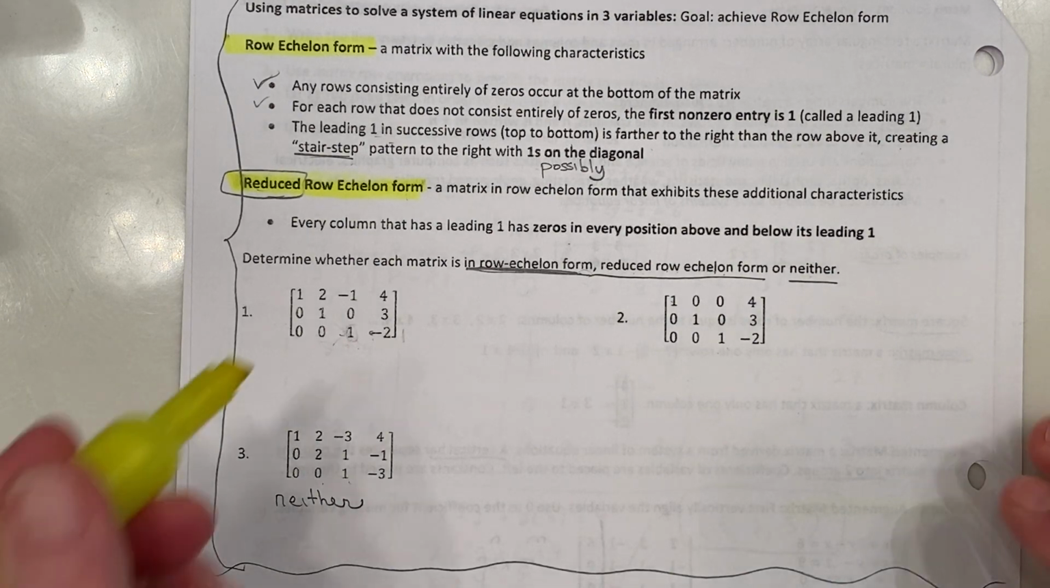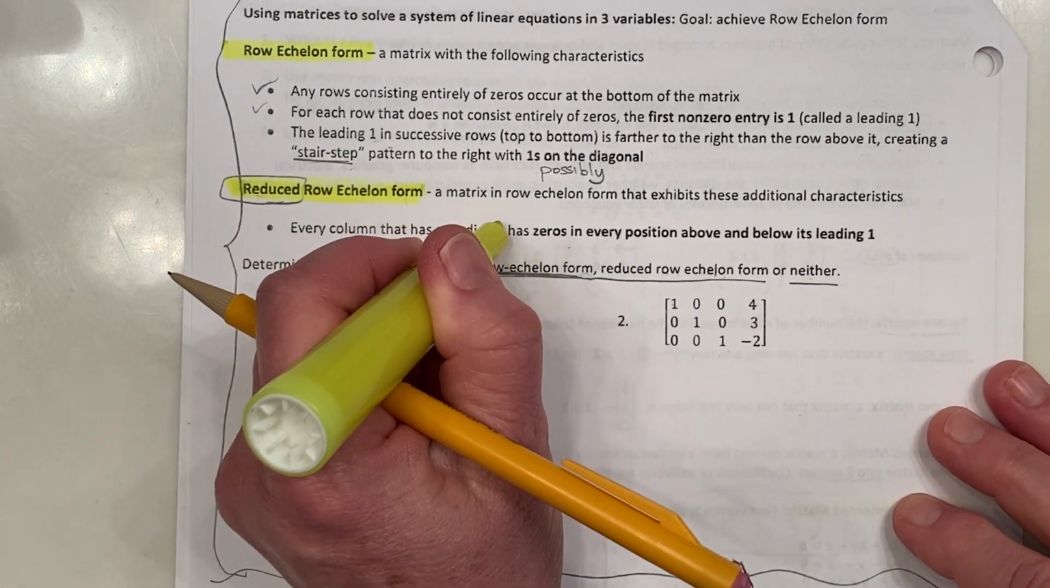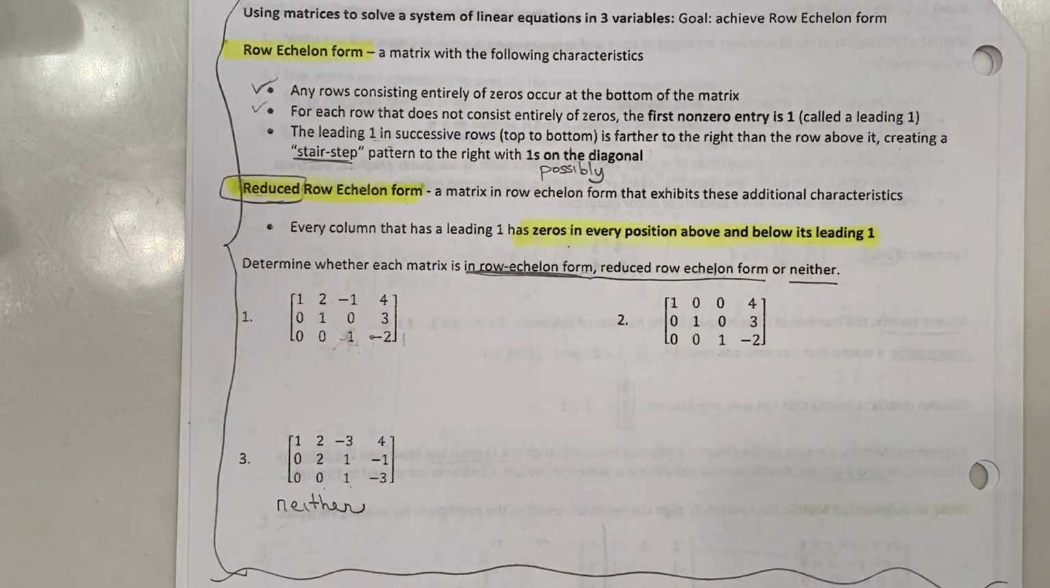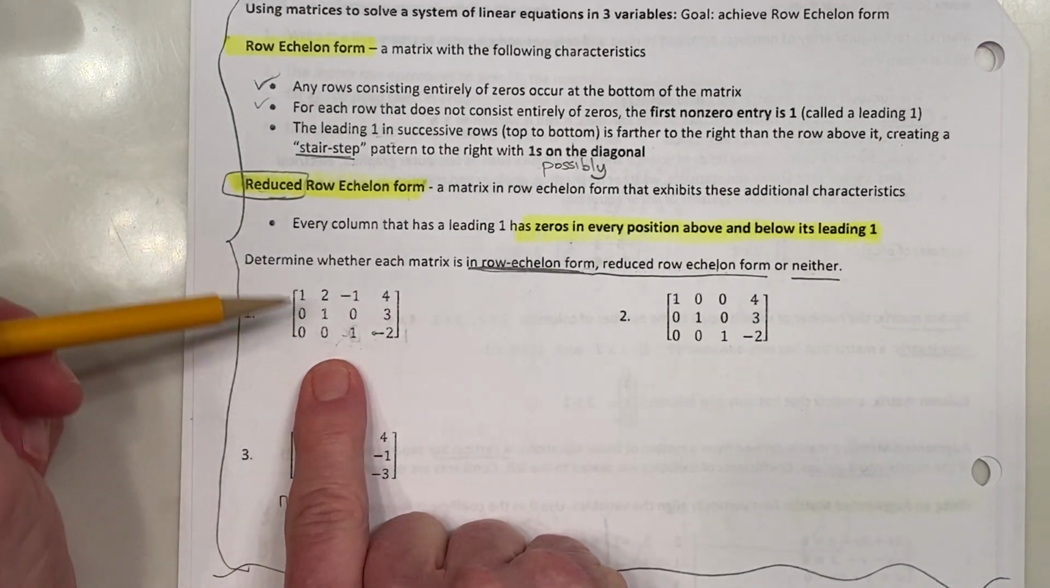It says, every column that has a leading 1 has zeros in every position above and below its leading 1. A little confusing. Let me see if I can explain it through example 1.